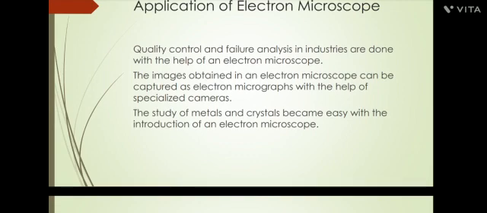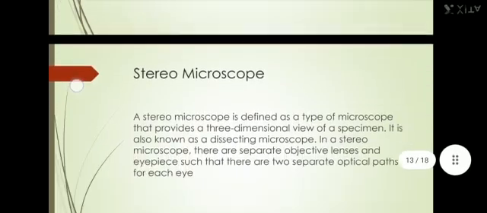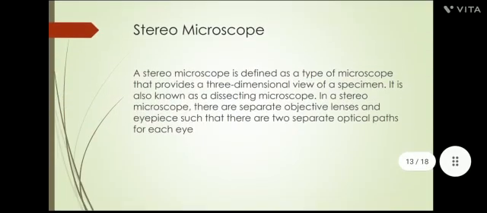Application of electron microscope. Quality control and failure analysis in industry are done with the help of an electron microscope. The images obtained in an electron microscope can be captured as electron micrographs with the help of a specialized camera. The study of metals and crystals becomes easy with the introduction of an electron microscope.